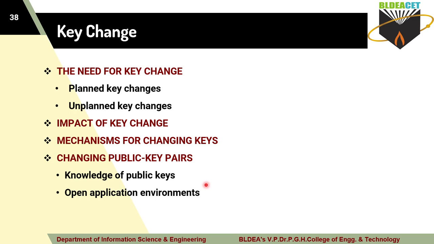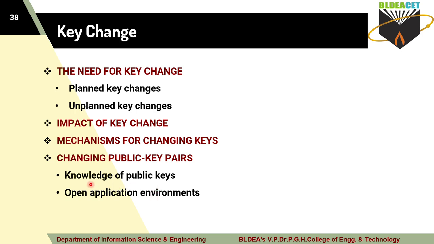Charlie also wants to send a message to Bob here. Then Charlie also knows Bob's public key, and with the help of that public key, Charlie encrypts the message with Bob's public key and sends it to Bob here, and Bob will decrypt that one with the help of Bob's private key here.